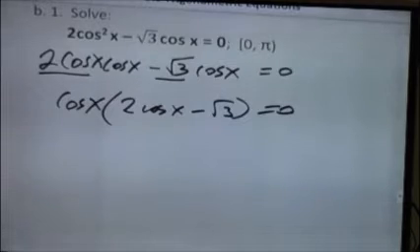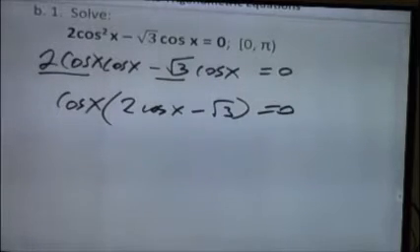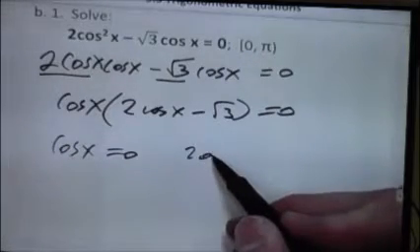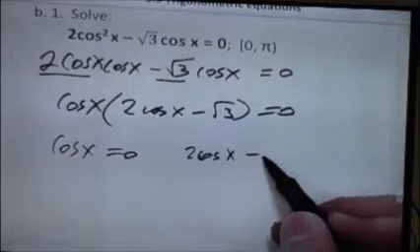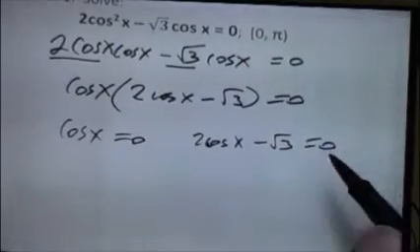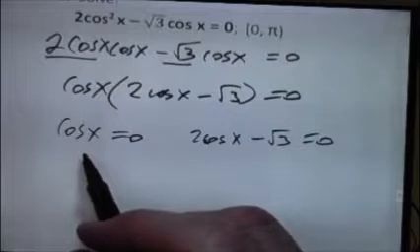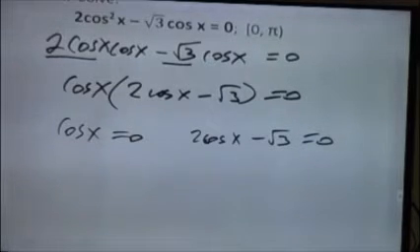This is A times B equals 0. It's like x times y equals 0, so you have x equals 0 or y equals 0. You just have 2 separate problems. So we have cosine of x is 0, or 2 cosine x minus root 3 is equal to 0. Separate them. Let's find the places where the cosine is 0.